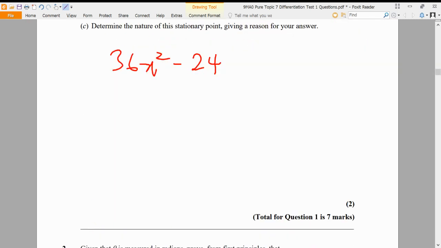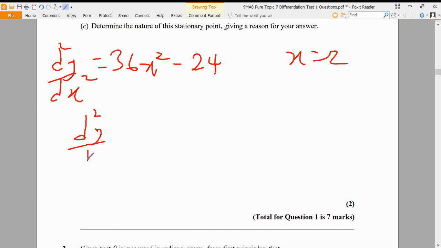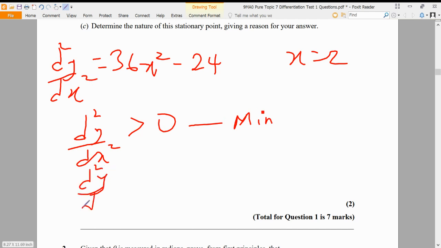The stationary point we got was what? That x is equal to 2. Substitute 2 in this d2y dx squared and see what will happen. But note that if the d2y dx squared is greater than 0, it is a minimum point. If the d2y dx squared is less than 0, it is a maximum point.